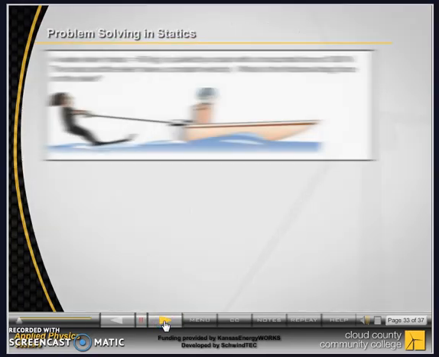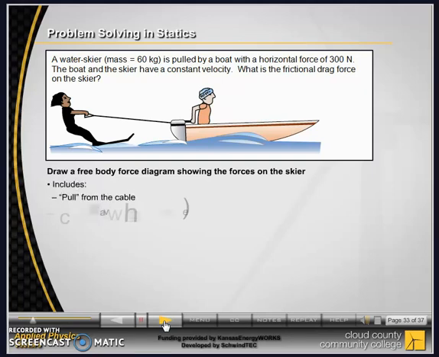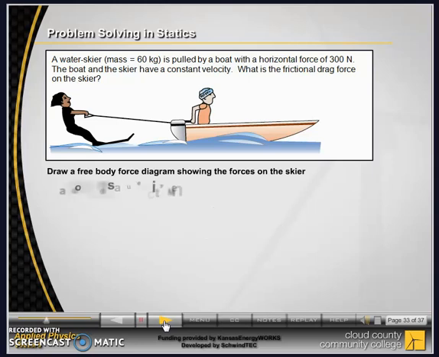On your own, solve this problem using the example on the previous page. Draw a free body diagram showing the forces on the skier. These would include the pull from the cable, the force of gravity, i.e. the weight of the skier, the normal force, and then some frictional dragging force from the water. After you draw the forces on your diagram, think about this question. What does constant velocity mean?